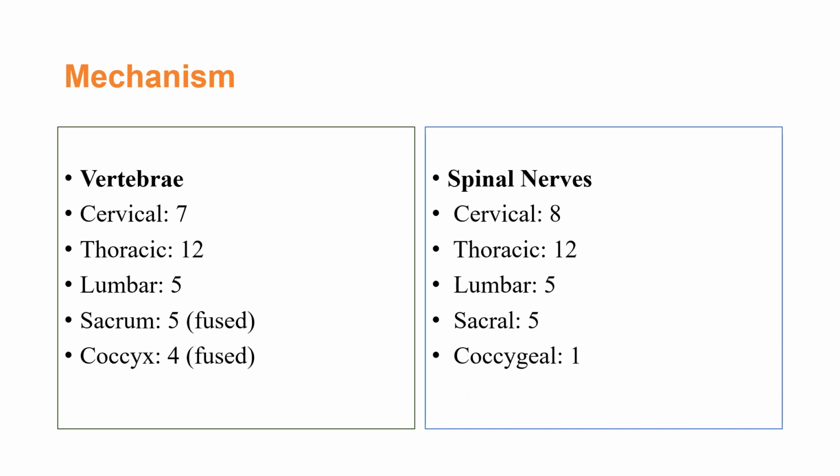How will it do this? All of you know that we have vertebrae: 7 cervical vertebrae, 12 thoracic vertebrae, 5 lumbar, 5 sacral which are fused and 4 coccyx which are fused. So all these are vertebrae. And coming to spinal nerves, we have 8 cervical spinal nerves, 12 thoracic spinal nerves, 5 lumbar, 5 sacral and 1 coccygeal spinal nerve.